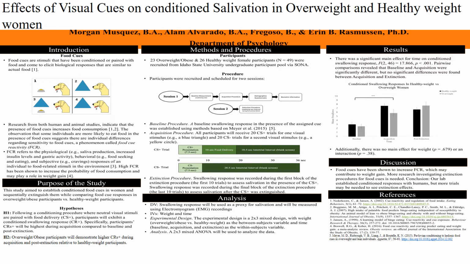Participants scheduled for 2 sessions. The first session measured the baseline swallowing responses in the presence of an assigned food cue. For instance, for a baseline, participants were instructed to look at a screen that displayed random shapes. An example of this would be a blue triangle, which is shown on the poster with the dog. They stared at the shape for 10 minutes while swallowing rates were measured. In the same session, we also measured acquisition of conditioned food cue reactivity.